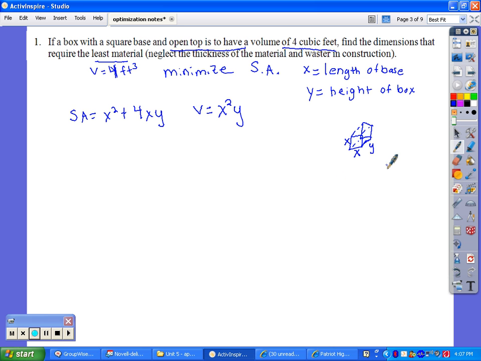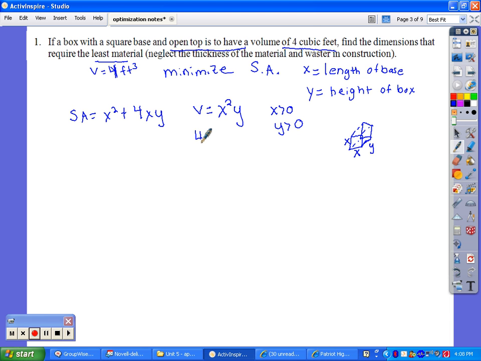Because usually the volume of a prism is length times width times height. And we have to write our domain. So realistically, the length of the base has to be greater than 0, and the length of the height has to be greater than 0. So those are my two restraints that we know. Okay? So if we do this, we need to get it in terms of one variable.